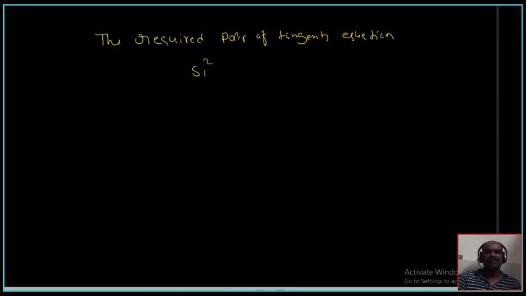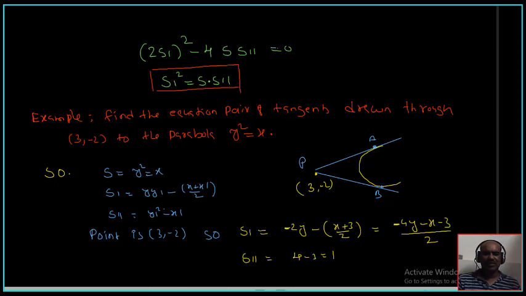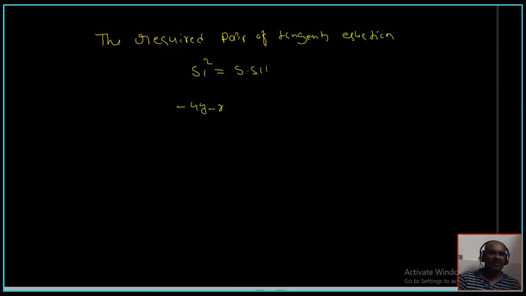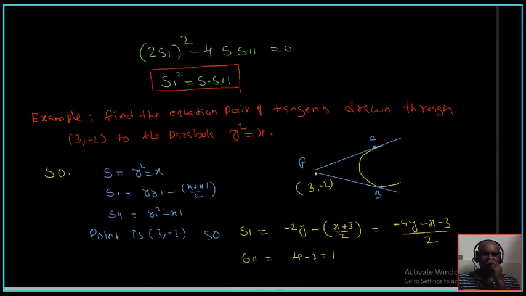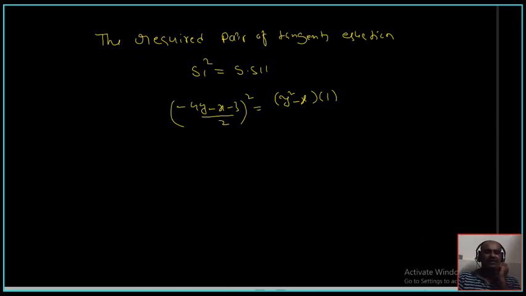Now I will write the required pair of tangents equation. What is that? S1 square equal to S into S11. So S1 square means (-4y minus x minus 3)/2 whole square, equal to S, which is y square minus x, times S11. Let me cross check. Now I can say that this is (4y plus x plus 3) whole square equal to 4 times (y square minus x). This is the combined equation of the required pair of tangents.